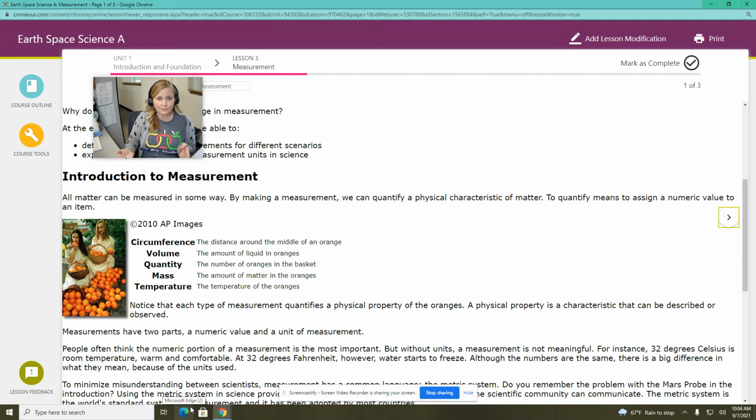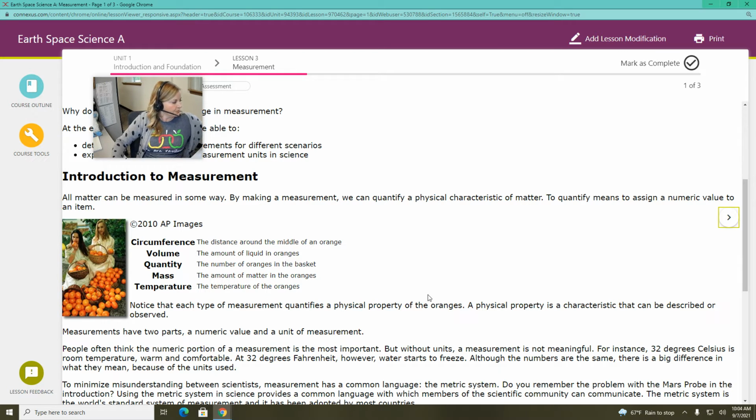I wanted to do a short video just to go over some of the concepts you have in this lesson. Specifically, we're going to be looking at the different types of measurement, the ways we can quantify measurement, and then also the different systems of measure that you may encounter.